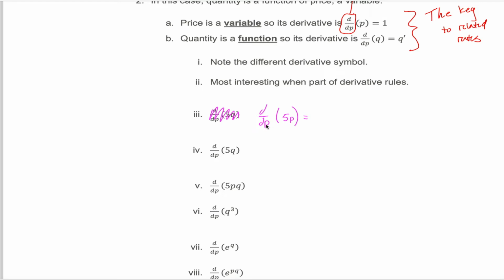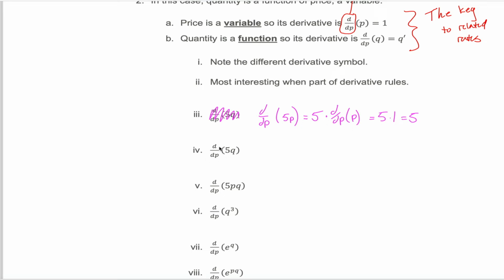This is telling you that p is a variable. What you've learned in this class is you treat this coefficient differently. You pull that out in front, and then you have to take the derivative of that p. The derivative of your variable is just 1, so this is 5 times 1, or just 5. You're like, yeah, that's nothing new at all. That's exactly what I've been doing.